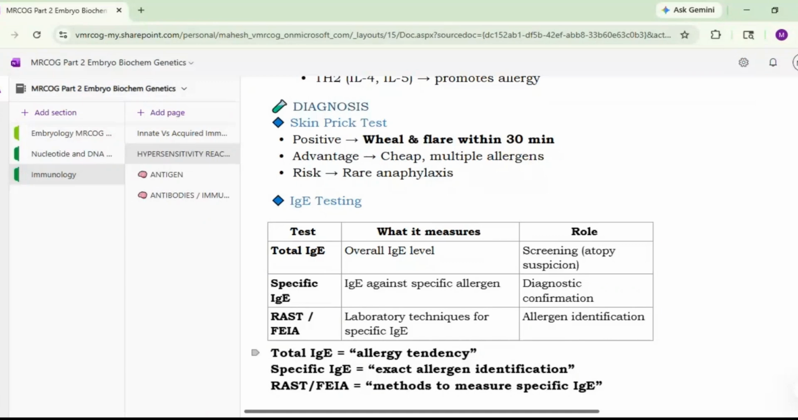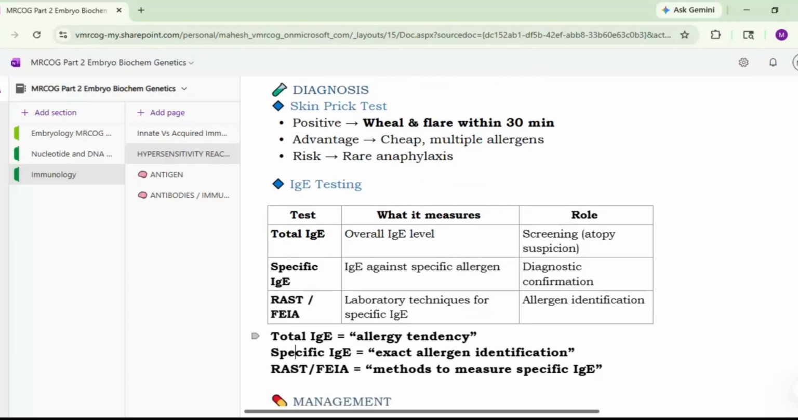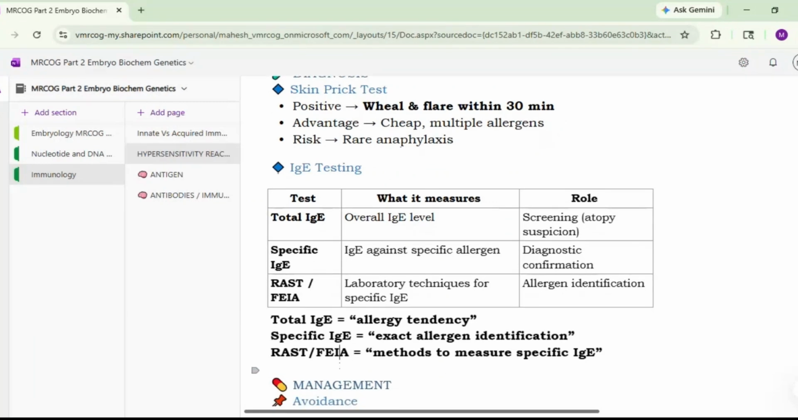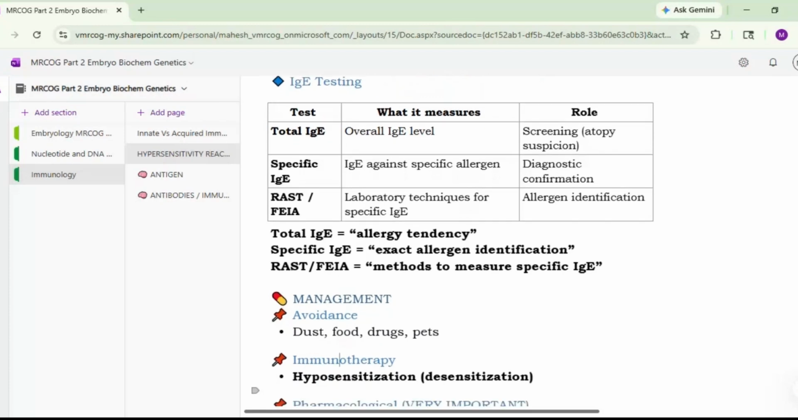Okay, so the methods for measurement of specific IgE are radioactive and fluorescent immunoassays. These are the assays which are performed in the lab. Specific IgE gives the exact allergen identification, while total IgE just gives a tendency for the allergy. Okay, now coming to the management.